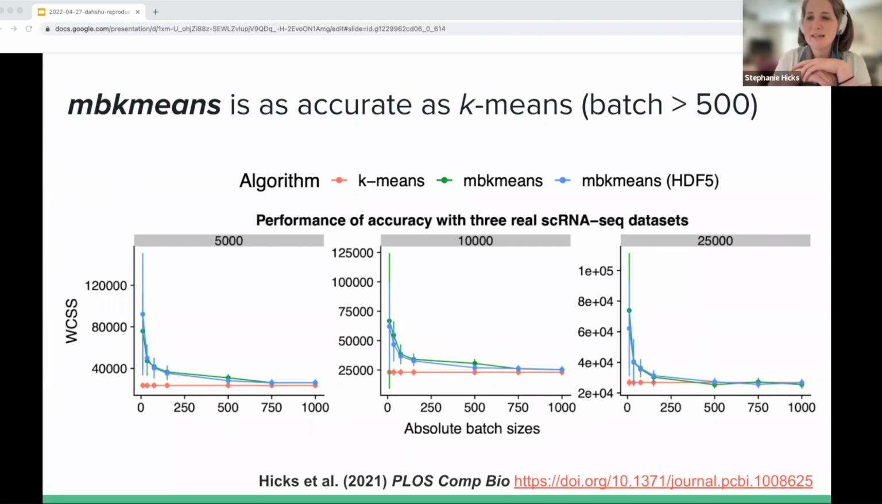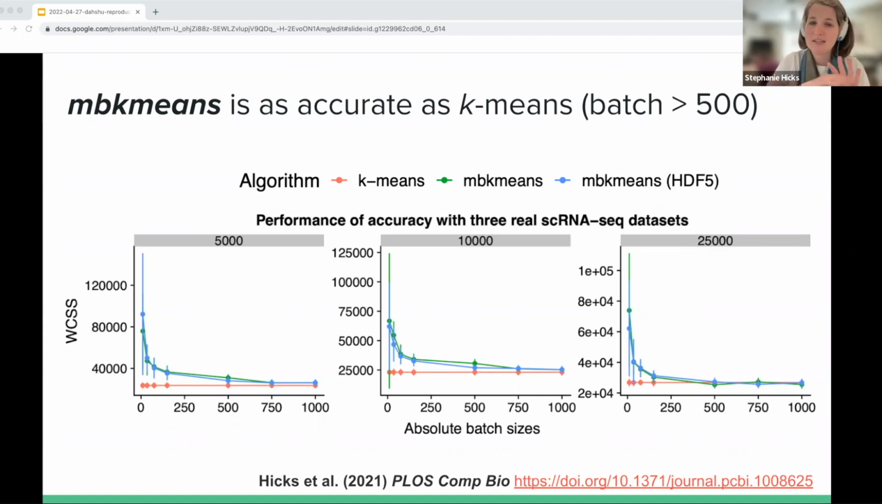What you see is that k-means is flat as a function of batch size, as it should be. There is no batch parameter for k-means. But mini-batch k-means, in both green and blue, is essentially the same in terms of accuracy. For small batch sizes, you basically get noisier estimates of the centroids. As you get a larger and larger batch size, the parameter estimates from mini-batch k-means and k-means converge, and you get a comparable within cluster sum of squares criterion.